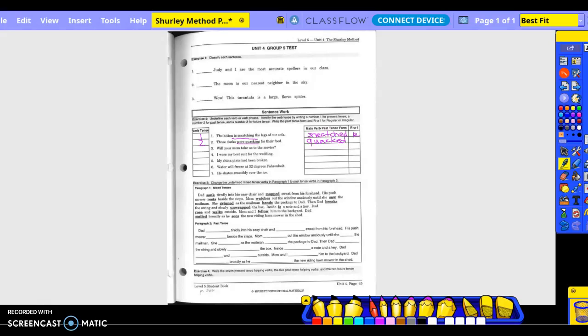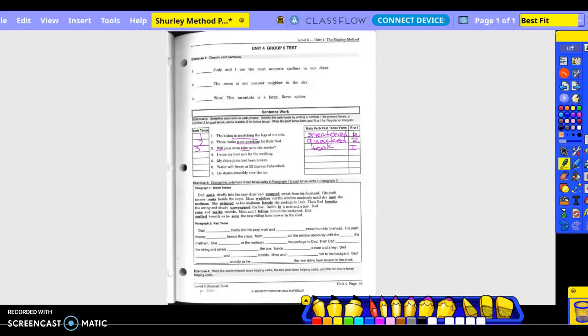Regular, irregular? Regular. Will your mom take us to the movies? What is the verb or verb phrase? Are the verb phrases always together? No. Will take. Present, past, or future? Future. So number 3. What is the past tense of take? Took. Regular, irregular? Irregular.